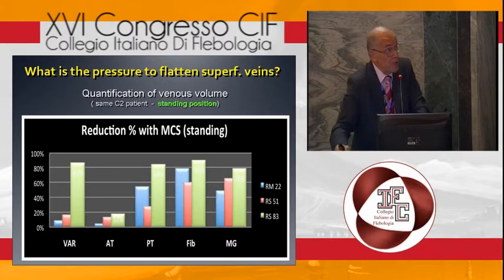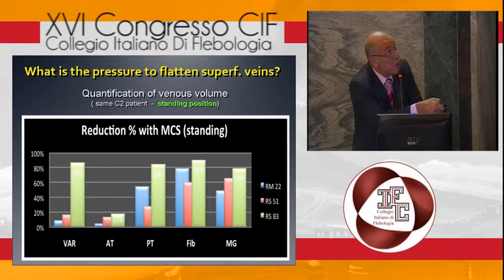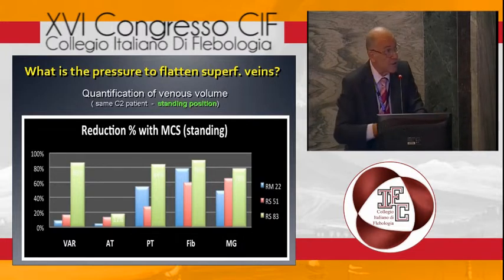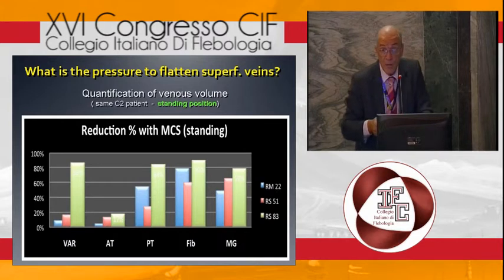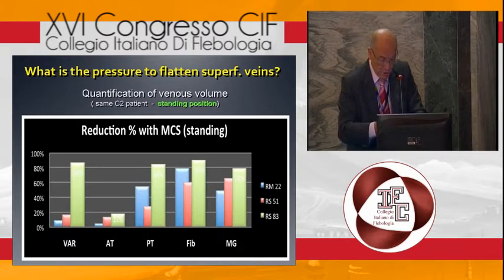So what is the pressure which is necessary to achieve a complete flattening of the superficial veins? That is shown in the same patient, always the same patient, with different compression. You remember the 22 millimeters of mercury pressure, the blue one. No reduction at all in the varicose veins. If you increase the pressure to 51, you still have no reduction. But if you go above 70, as Hugo showed you previously, you achieve a big flattening of the superficial veins. So a very high pressure is required to reduce the caliber of the superficial veins.